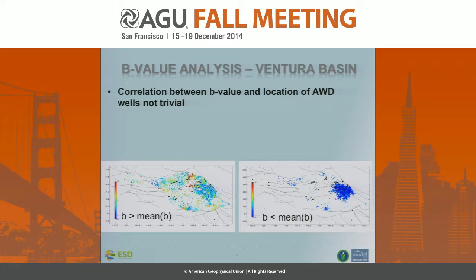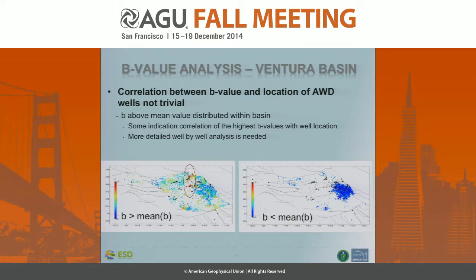On the left here, I'm showing all the b-values below the mean. The mean is around 1.1, and on the right side, those are all the ones above the mean b-value. And you can see here, again, those are the wells. There's some correlation, it could be that the higher b-values are more correlated with the wells, but we need more time to look at the well-by-well analysis.